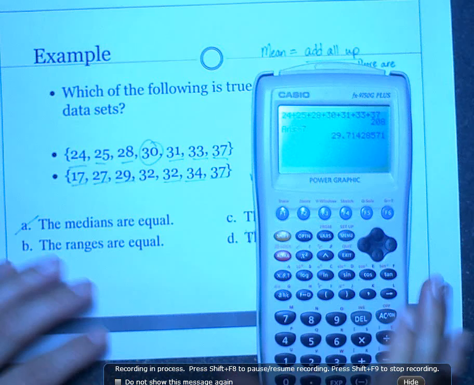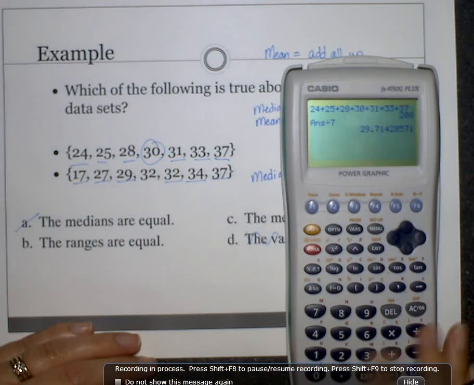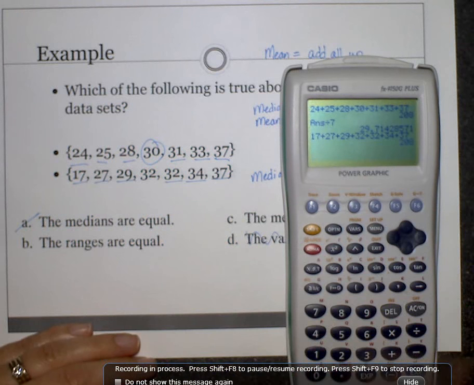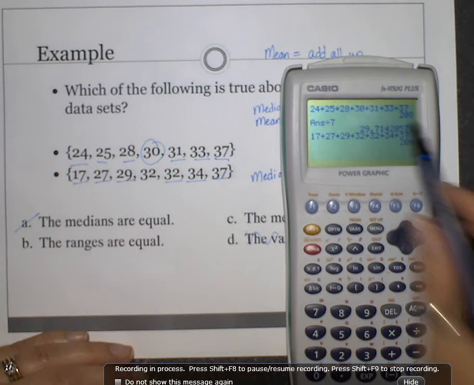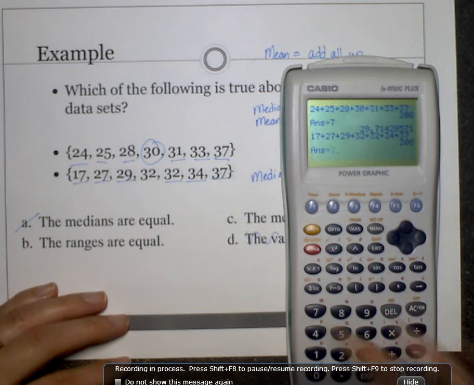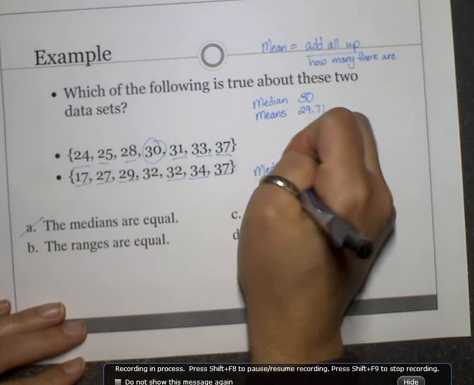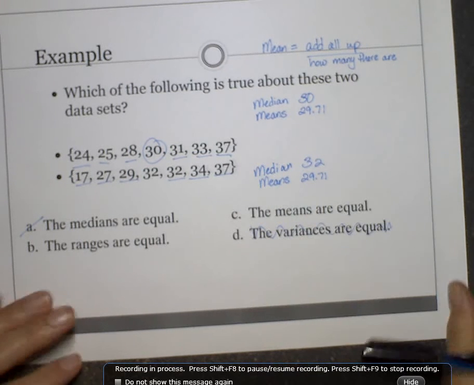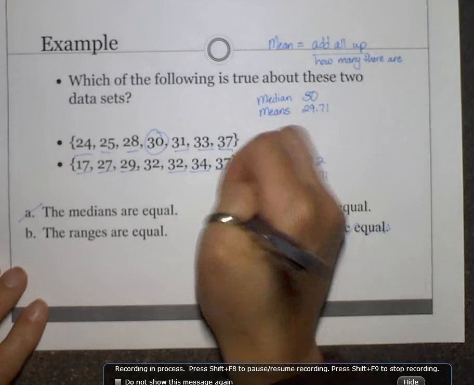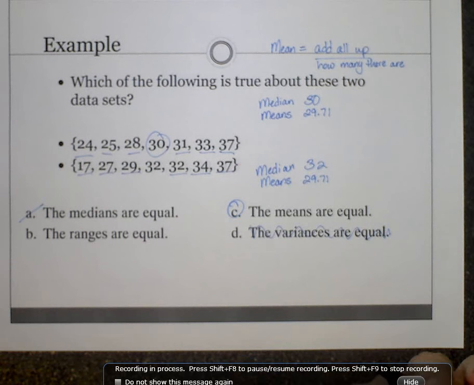Okay, going on. Apologize, my lights went out for just a moment. Here we go. Adding up 17, 27, 29, 32, 32, 34, and 37. We have 208, which again, we have the same amount of numbers, so when we divide by 7, we're getting 29.71. So these are equal. So definitely it's C. Now, our district loves to throw things at you that are a select all that apply, so we're not going to stop yet.